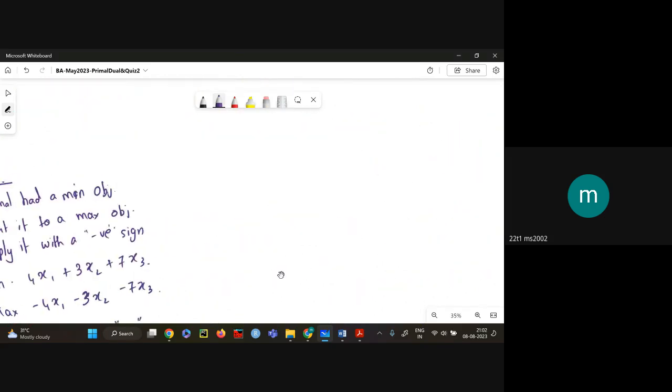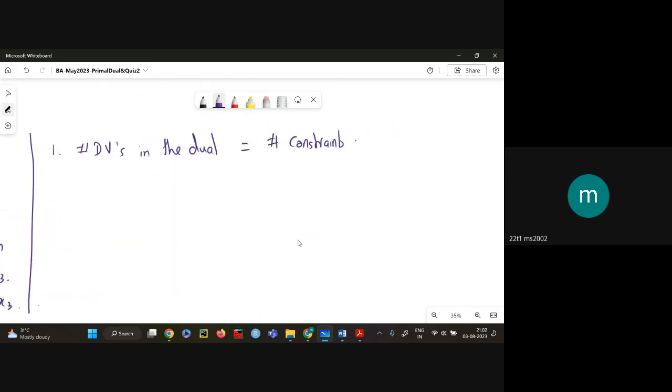All right. So when I'm formulating a dual, let's say the primal is in the standard form. Then I will follow this procedure. The first thing that I will do is: the number of decision variables in the dual is equal to the number of constraints in the primal.